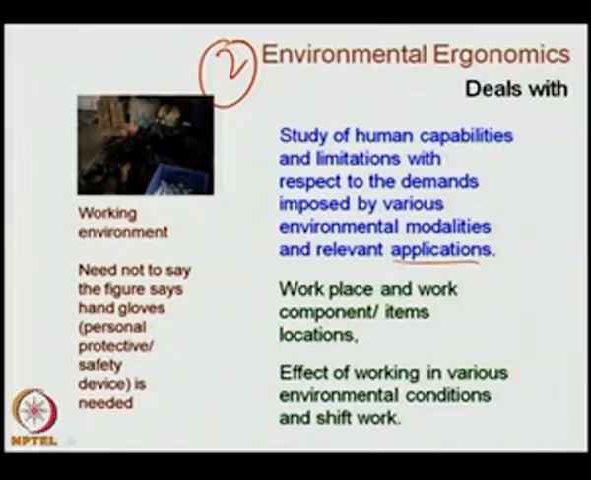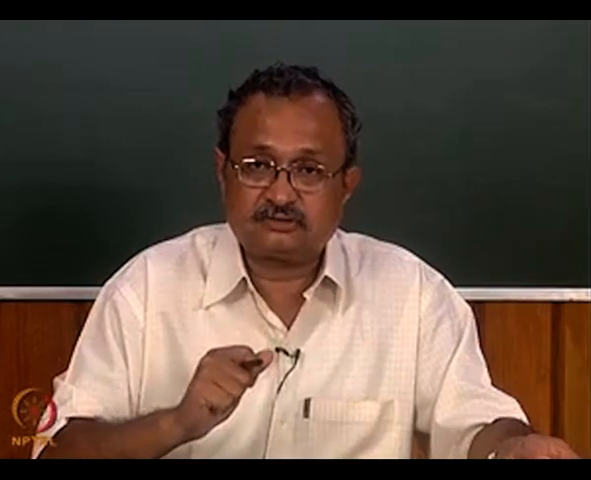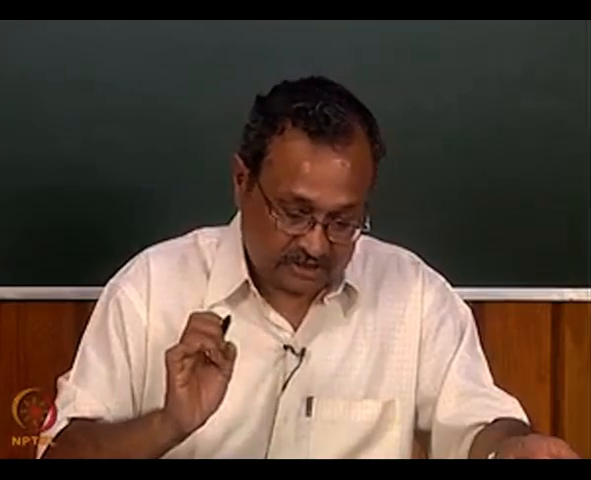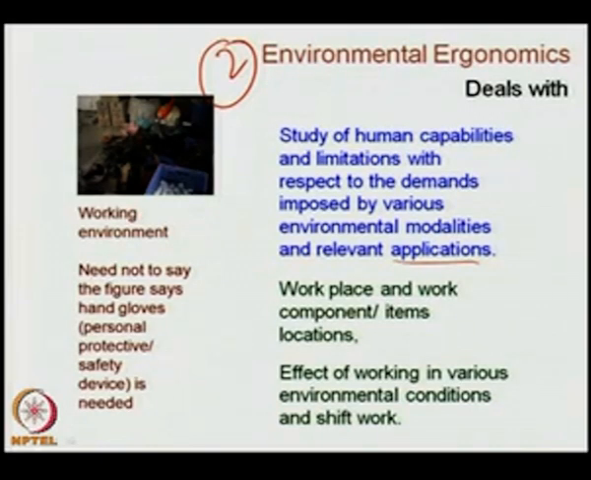Now, in this working environment, after studying this, there may be space arrangement, various component locations in relation to the man, the center point to be studied and to be worked upon to increase the productivity level, the efficiency of this man. Heat, humidity, ventilation, light, noise, vibration, color, etc. Now, from this figure it says hand gloves, that is personal protective or safety device is needed.